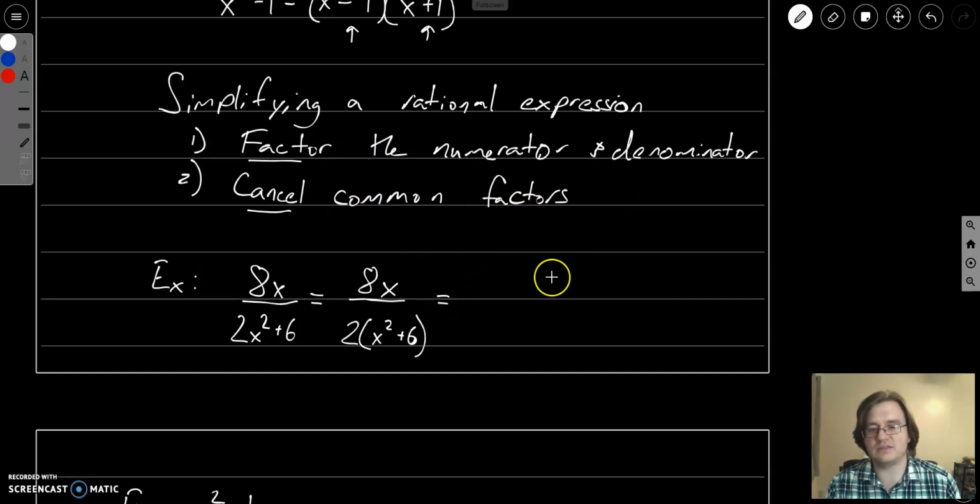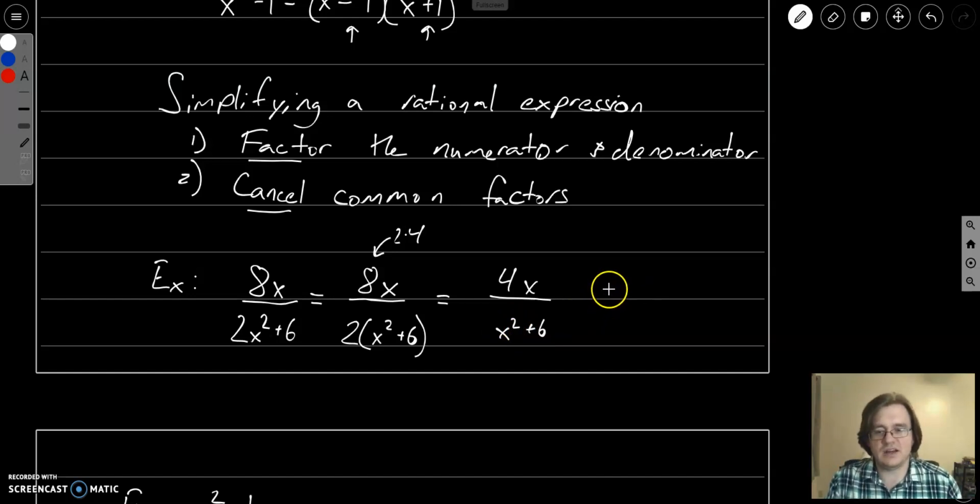Next, I need to cancel common factors off the top and the bottom. And this 8, remember, I can split this into 2 times 4. So I can cancel a 2 out of the top and the bottom. When I cancel a 2, I'm left with a 4. And when I cancel a 2 on the bottom, I'm left with the x squared plus 6.